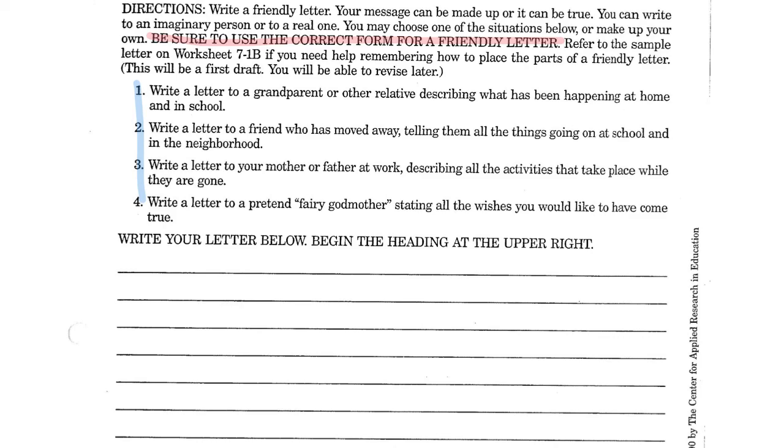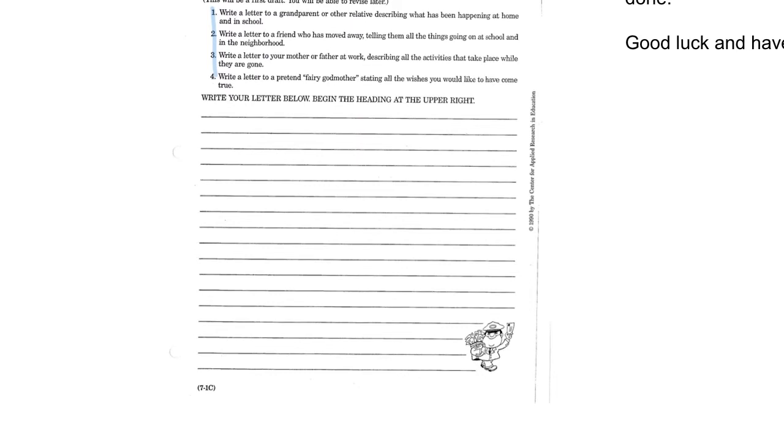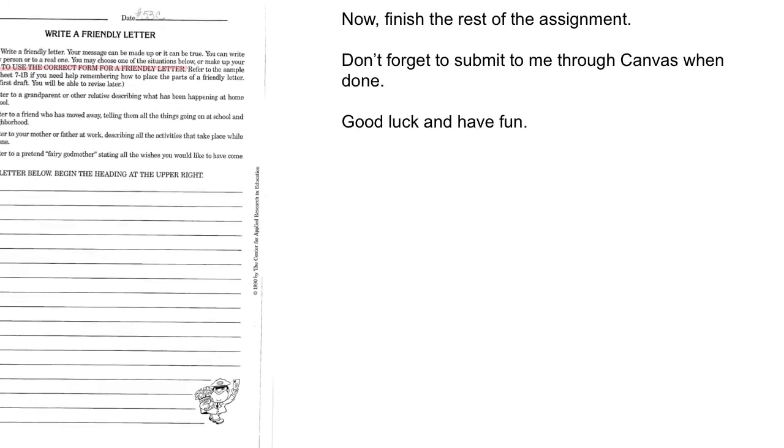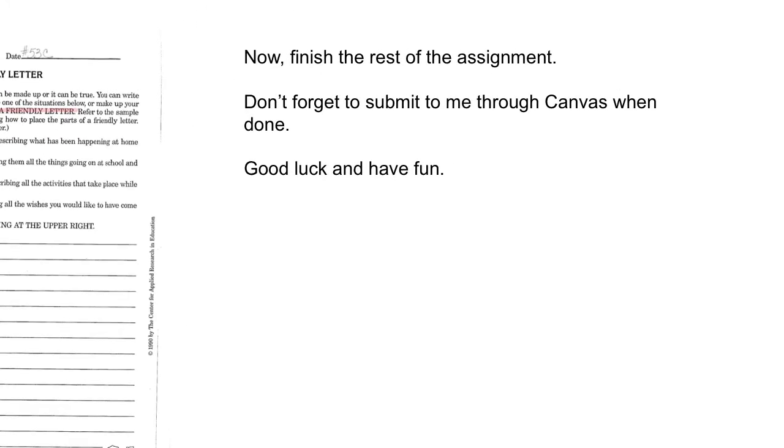Now, if you do a made up letter, you're going to have to make up an address for the heading of the letter. Then you'll do the salutation, the body, and the closure. So you're going to write a letter. You can either use a text box or write it on the lines. Make sure you're using the correct form, because that's going to be the biggest thing, is the form of the letter. It has a heading, the salutation, the body, and the closing. Now, you need to make sure it's finished. Don't forget to submit to me through Canvas when done. Good luck and have fun.